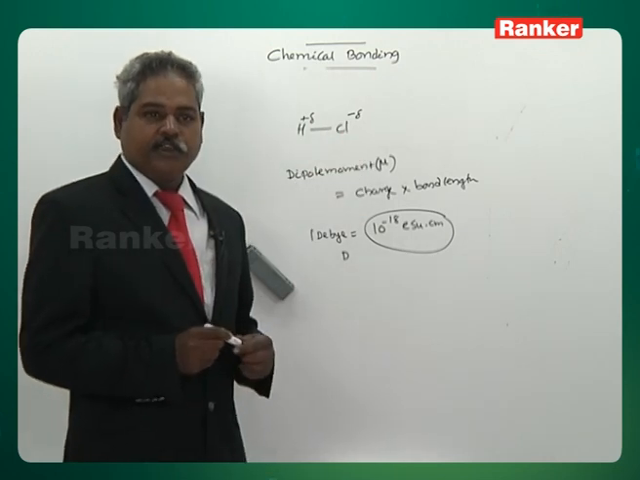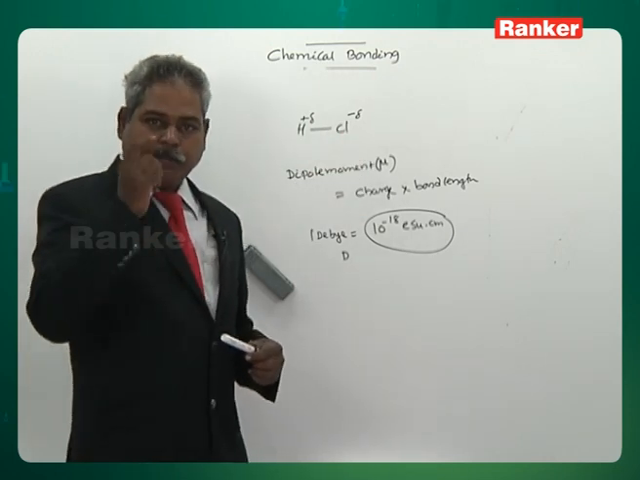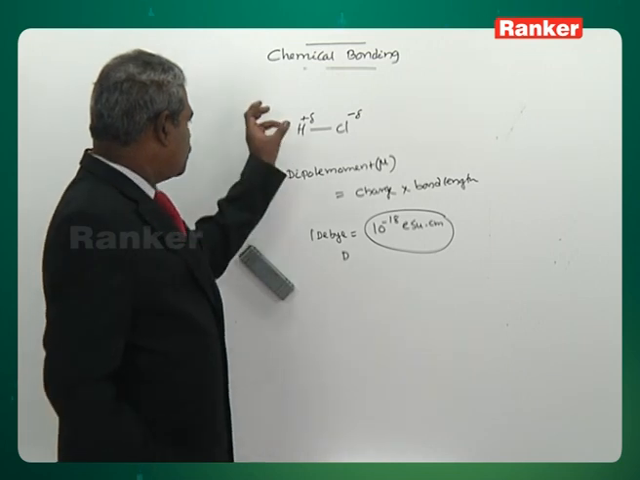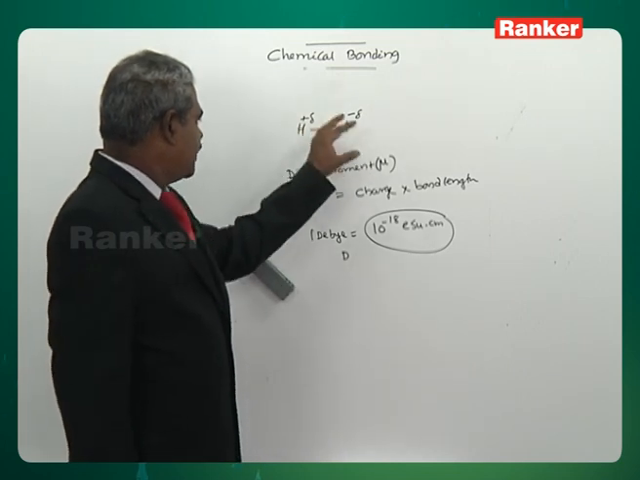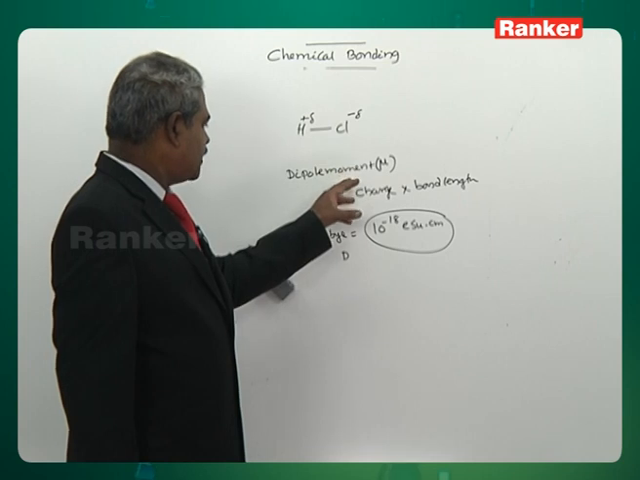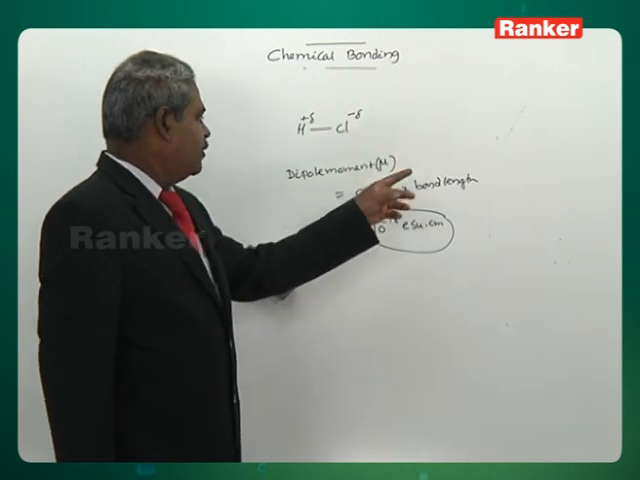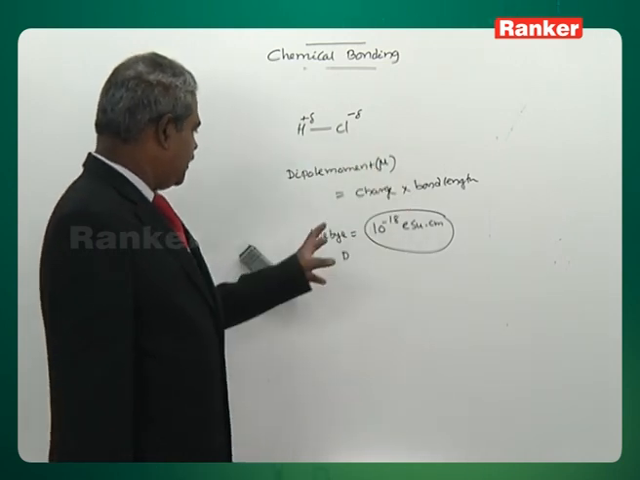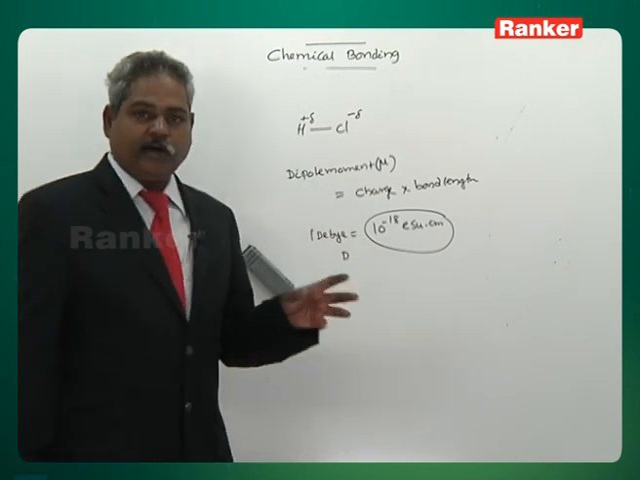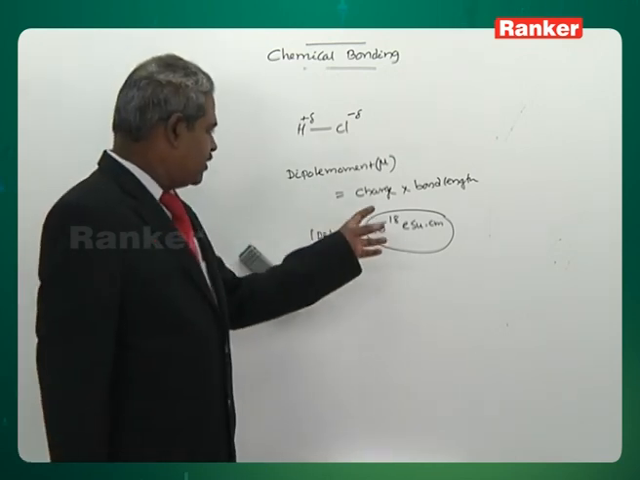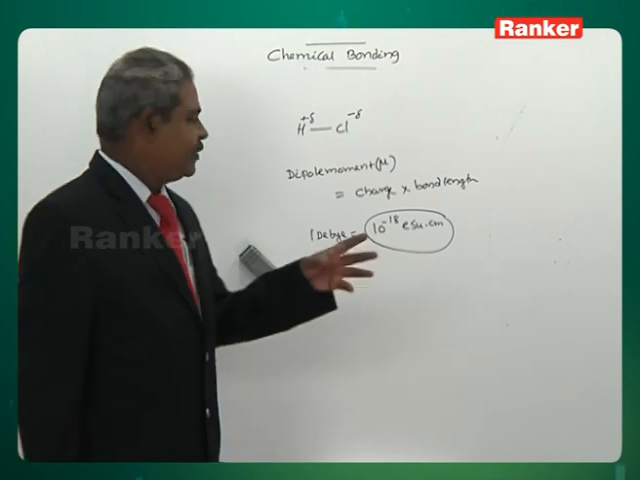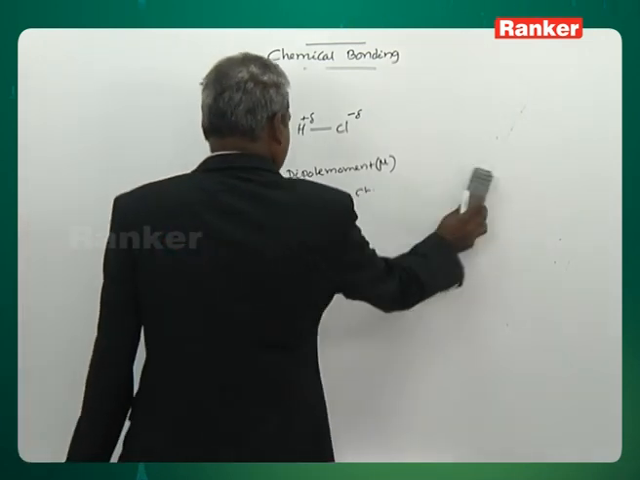I am not interested in the sign, I am only interested in the magnitude. So, you just consider the magnitude of the positive charge or negative charge, which are equal, the charge acquired by any one of them, multiplied by the bond length. And it is measured in Debye, where 1 Debye is equal to 10 power minus 18 electrostatic unit centimeters. So, that's it.